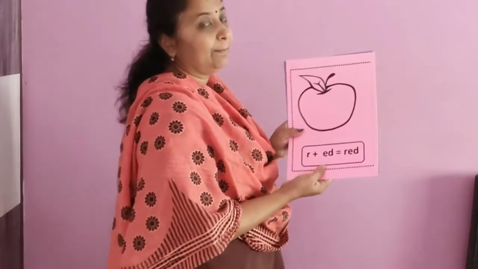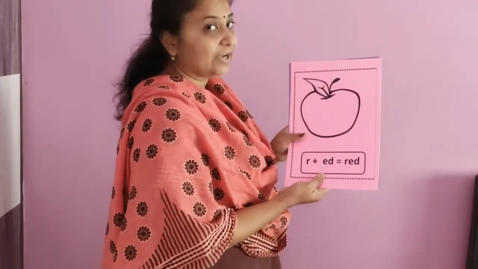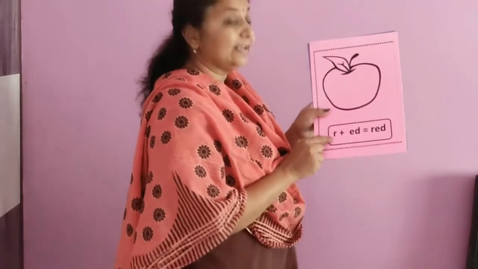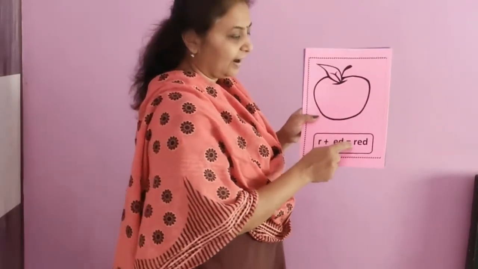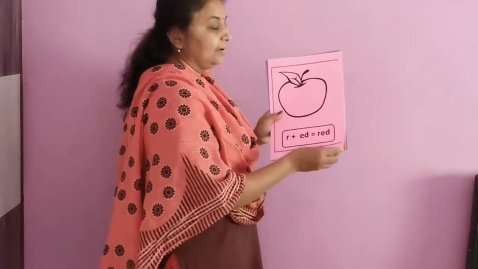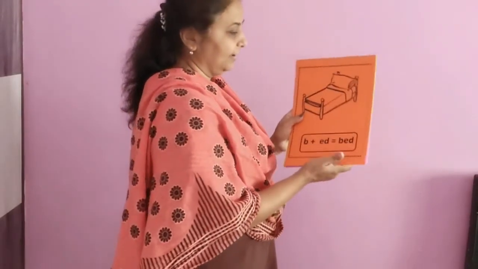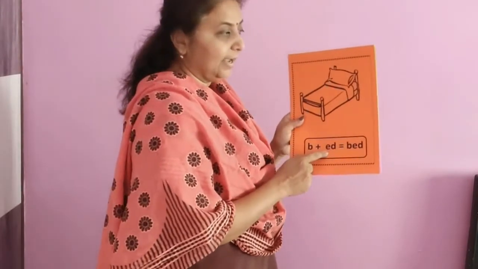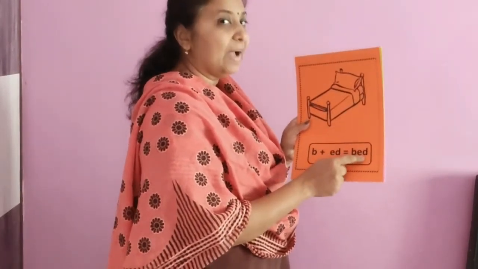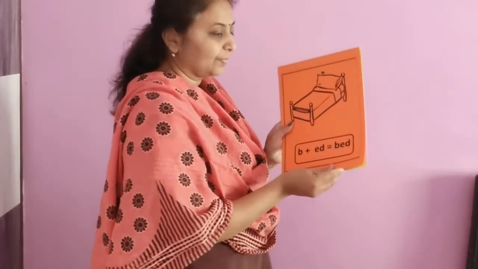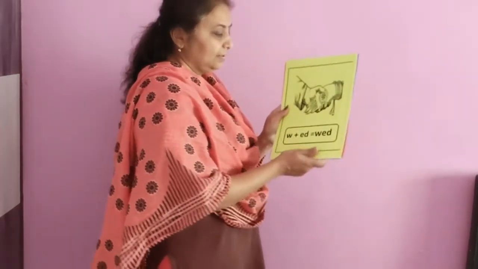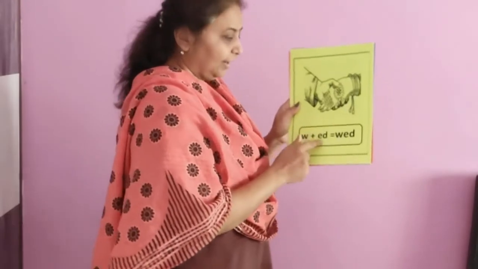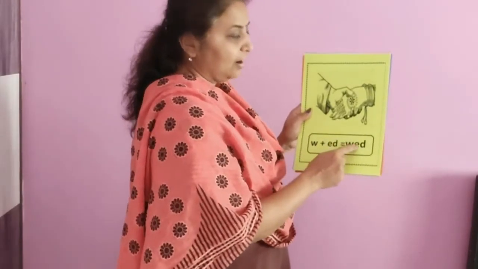What is the color of an apple? Red. R says R, ED, add. R add a red. Now, bed. B says B, ED, add. B add a bed. W says W, ED, add. W add a wed. W add a wed means wedding.